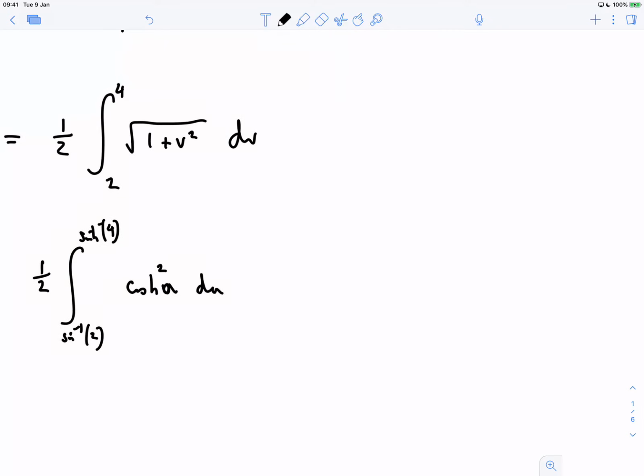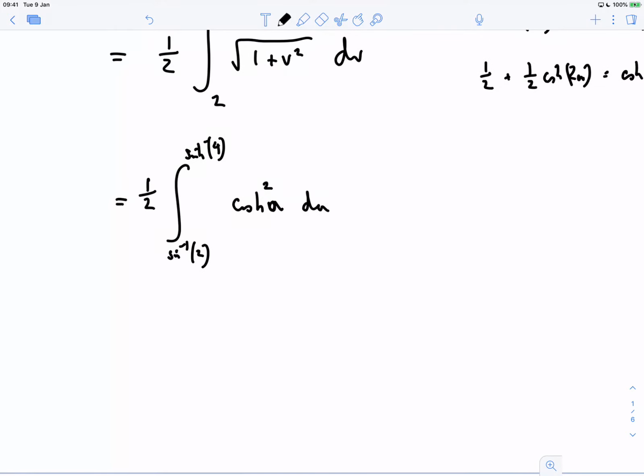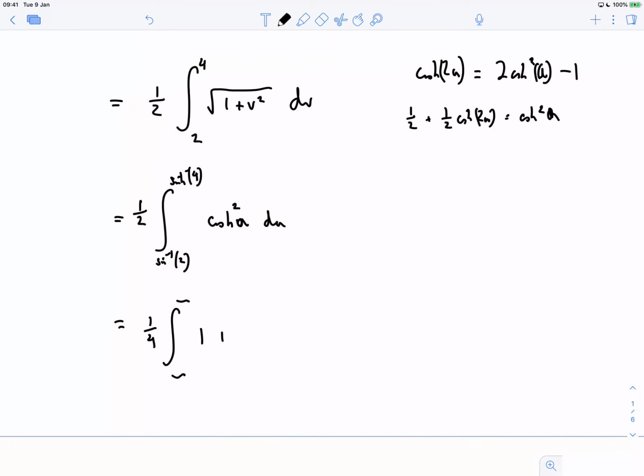And then to integrate cosh squared, this is another standard thing. Cosh of 2a, just like the trig thing, is 2 cosh squared a minus 1. So if I add 1 to both sides, this is actually a half plus a half cosh of 2a, and this is cosh squared of a. So I can take the half out, so this is a quarter of my limits, which I'll leave for now, and then it's 1 plus cosh of 2a da.